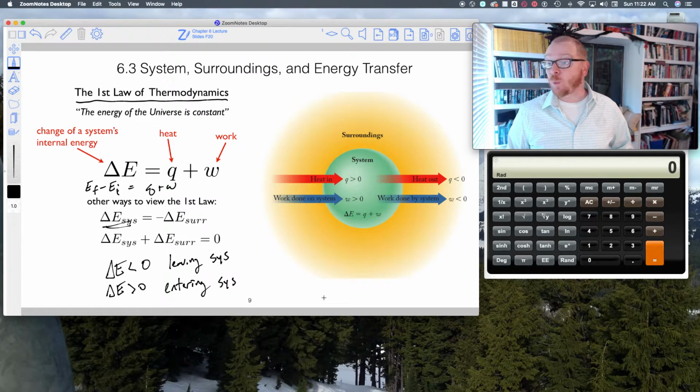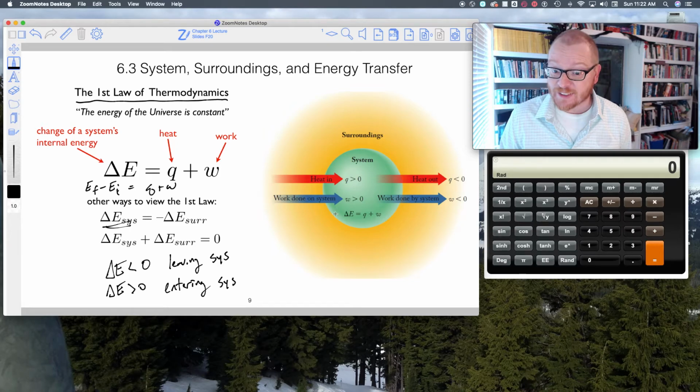But what about heat and work specifically? Okay, well, here's another diagram where we have surroundings in yellow and the system is this little green circle. So when heat moves into the system, we say Q is positive. So positive heat, positive Q, means heat is going in.